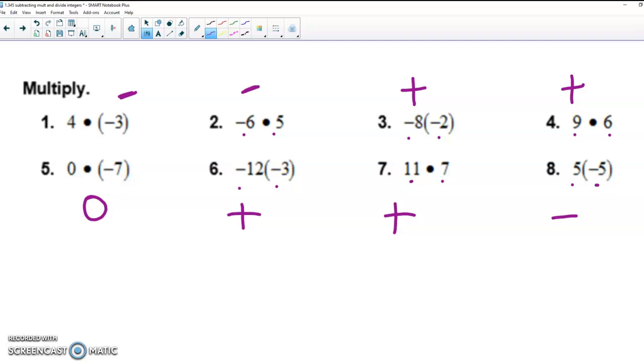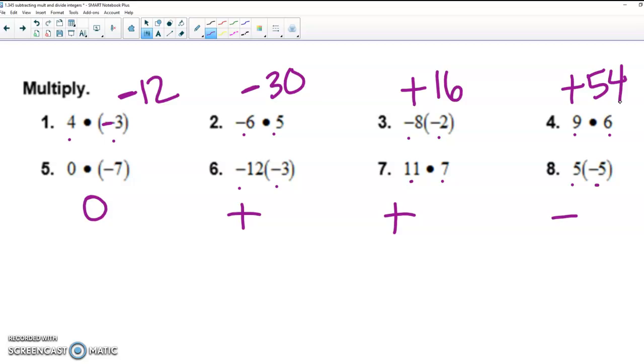So when you see a multiplication problem, your first thing is to just look at the signs of the numbers and say, hey, is this final answer going to be positive or negative? And then it's just your multiplication facts, right? So 4 times 3 is 12, and I know it's going to be a negative 12. 6 times 5 is 30. We already said it was going to be negative. 8 times 2 is 16. It's going to be positive. 9 times 6 is 54. So there's nothing new here. It's just your multiplication facts and then deciding if the final answer should be positive or negative.